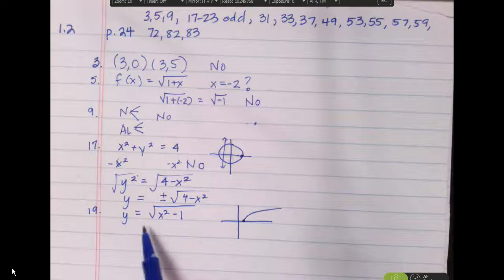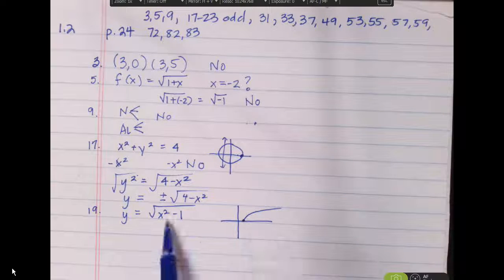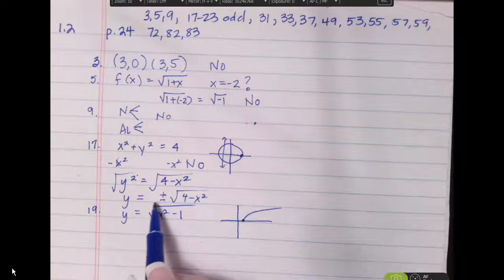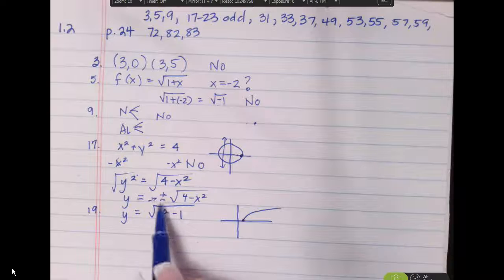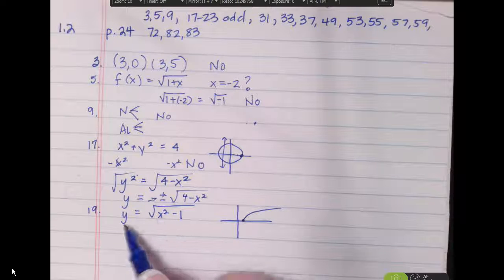Now, of course, you could graph it on a graphing calculator if you're not that good at graphing yet, or I can make a table of values and substitute different values, or I can recognize that I don't have this plus or minus in front of it. I'm just looking for the positive values, so each and every item in the domain is going to match with one item of the range.